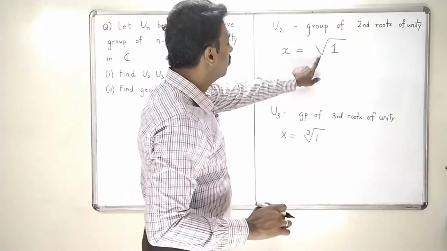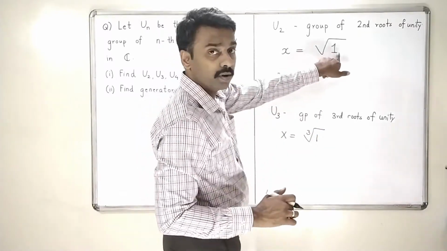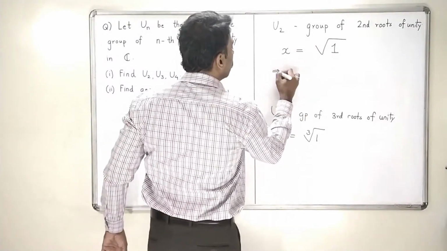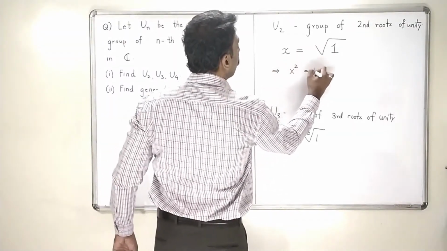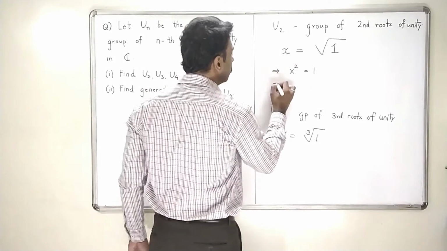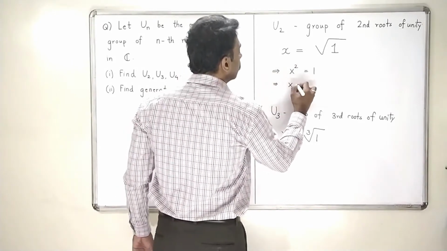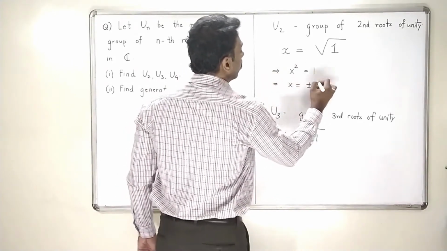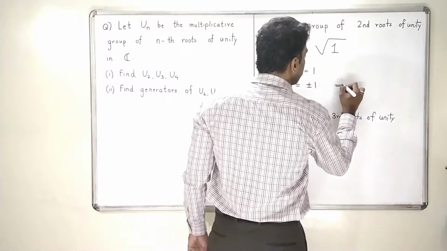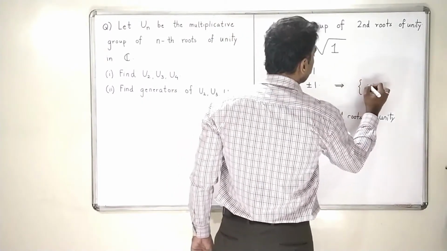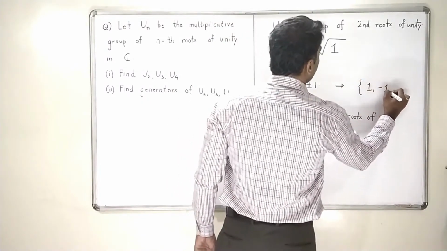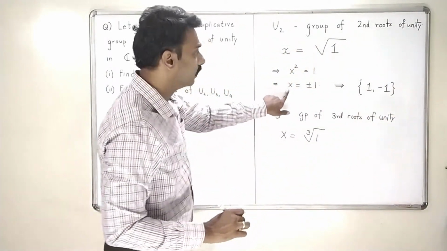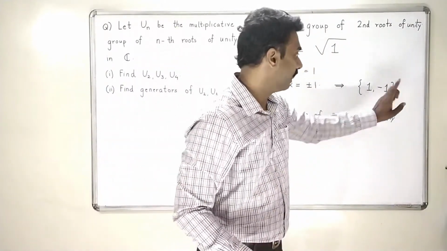Now this means that x is square root of 1 means x square is equal to 1, and this means that x is equal to plus minus 1. So the set is 1 and minus 1. So what are the possible values of x? The possible values of x are 1 and minus 1.